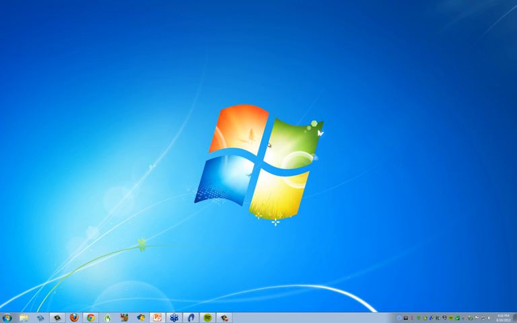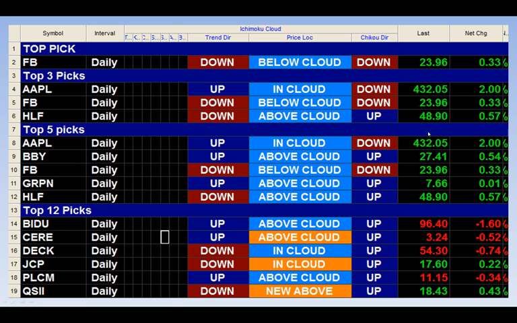So let's get back to the scanning mechanism here. So that's how you scan in TradeStation. How you scan in stock charts is pretty easy too, and if you don't have the ability, whatever your data provider is, then just use stock charts. It'll still save you tons of time.